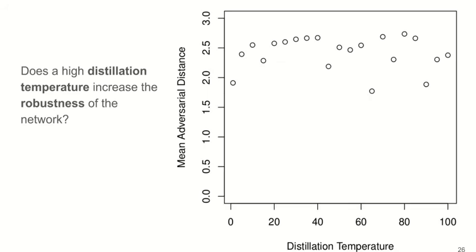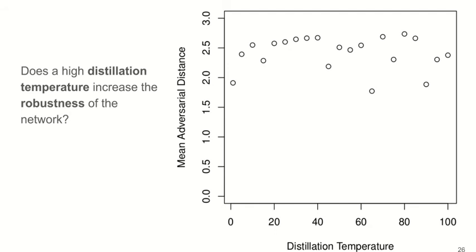In this plot, we see on the x-axis the distillation temperature, on the y-axis the mean adversarial distance. And there is absolutely no correlation here between the distillation temperature and the mean adversarial distance. Even for a large distillation temperature, the distance doesn't change. The correlation is actually even slightly negative. So defensive distillation does not help against our new attack. It might help against the weak attacks that were proposed previously and that they evaluated on in the Papernot paper, but for our new attack, it doesn't help.